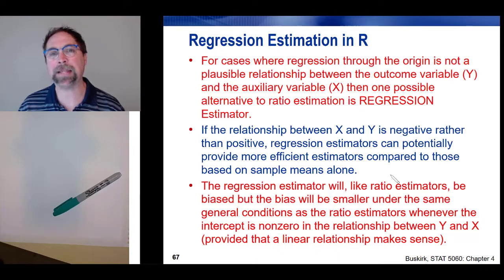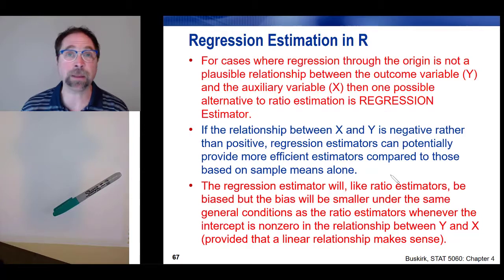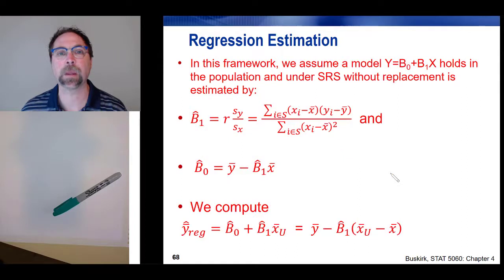So it allows you to generalize that use of ratio estimation for the cases where your auxiliary variable may be linearly related to your outcome variable, but it may not be positively related or through the origin. The regression estimator, very much like the ratio estimators, will be biased, but again, the degree of the bias can shrink under certain conditions, namely those conditions that we talked about for ratio estimation that really govern the strength of the relationship between the y variable and the x variable in particular.